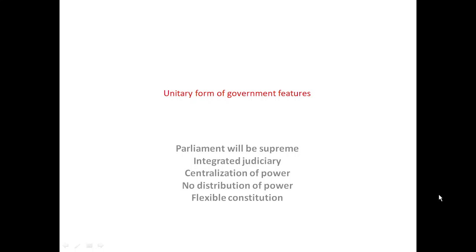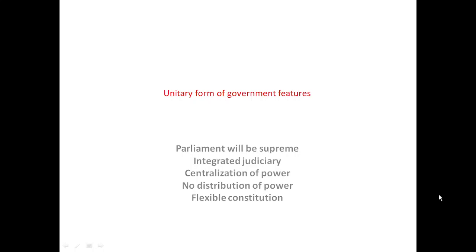It has a flexible constitution. It provides unicameralism, which means it will have one house, a single constitution and single citizenship. So here there will be parliamentary supremacy, integrated judiciary, centralization of power, no distribution of power, and a flexible constitution. These are all the features.